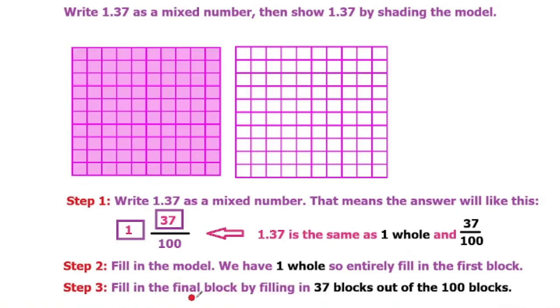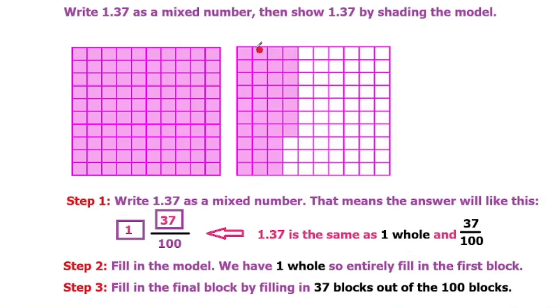Step 3, fill in the final block by filling in 37 blocks out of the 100 blocks. We have 37 out of 100, right? That's what this 0.37 represents. So let's fill that in. So you could see here we filled in 10, 20, 30, 31, 32, 33, 34, 35, 36, 37. And that's the end of that problem.